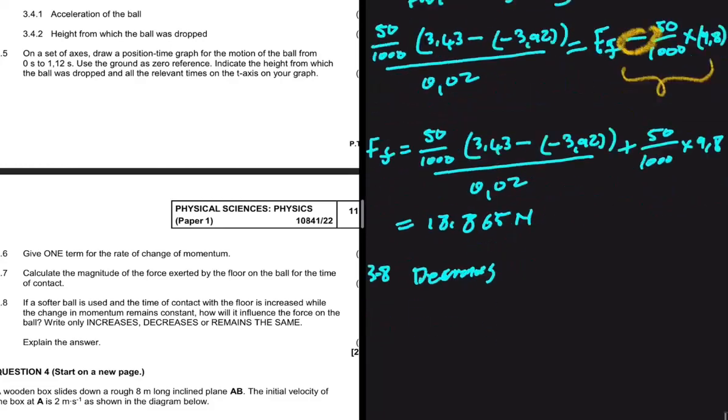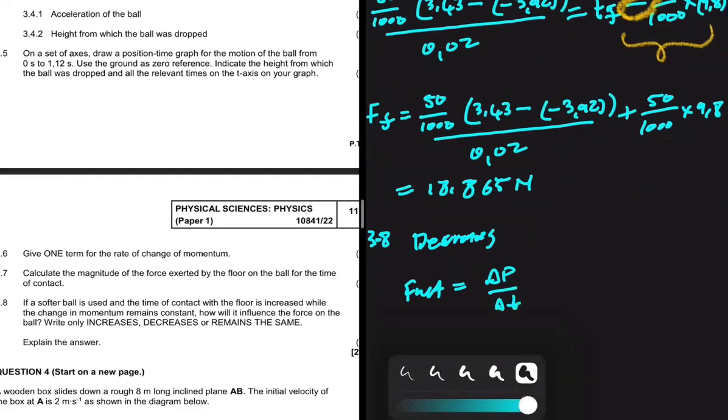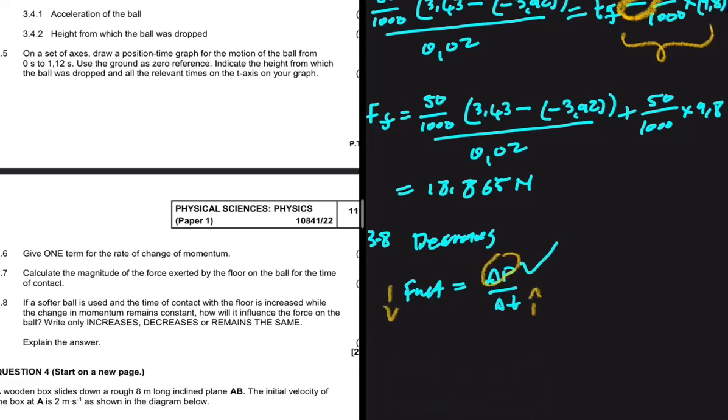Why am I saying that? We have already deduced that F net is equal to the change in momentum divided by the change in time. So we're keeping the change in momentum constant. We're saying that it is the same. If we increase the change in time, F net would decrease. Why are we saying so? F net is inversely proportional to the time of contact.